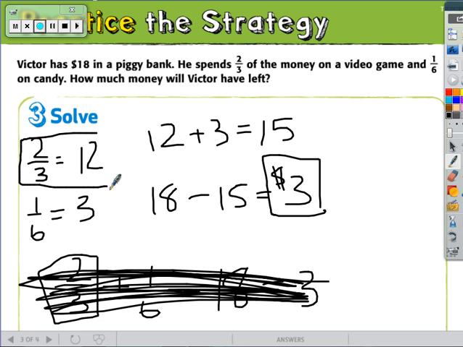That's the kind of stuff that gets people in trouble with math. Figure out what 2/3 is. Then figure out what 1/6 is. Then start doing this. So look, we have 4 steps. Okay? So do your steps.